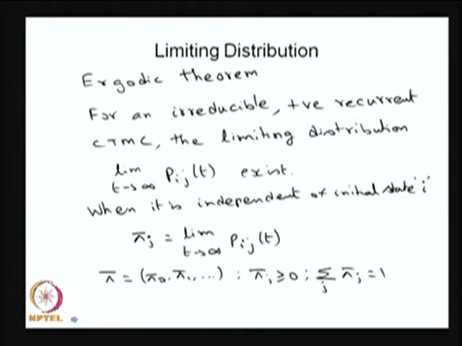Now I am moving into the limiting distribution. The way we discussed the limiting distribution for the DTMC, the same concept can be used for the CTMC also. The change is that instead of the one step transition probability matrix, here we have to use the infinitesimal generator matrix in a different way. So I am first giving the ergodic theorem. Whenever the CTMC is irreducible, that means all the states are communicating with all other states.